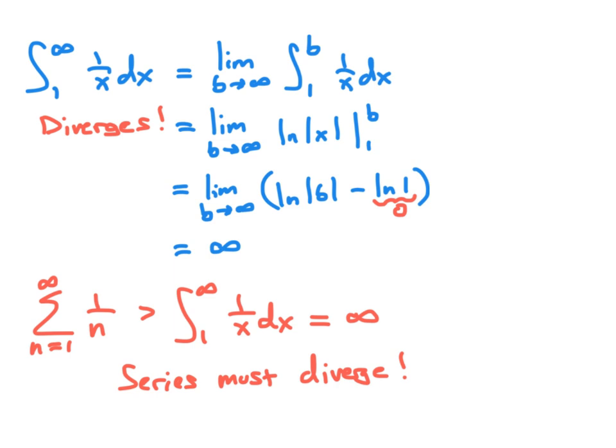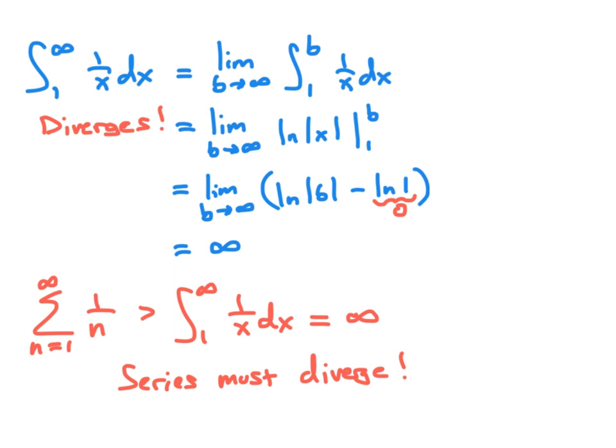Notice we were able to reach this conclusion without considering partial sums in any way. We simply related our series to a corresponding improper integral and used the improper integral calculation above to make our conclusion about our series.